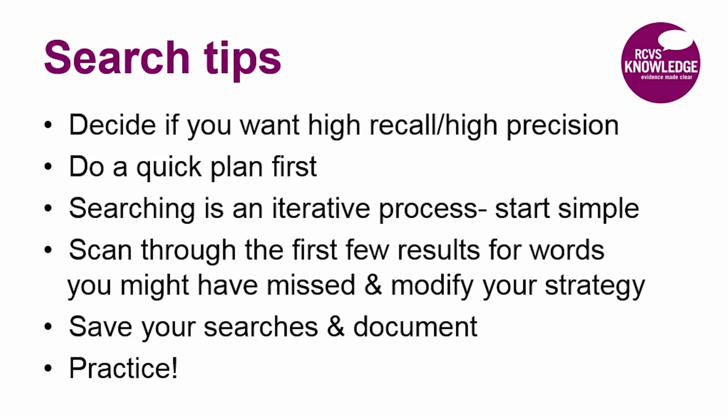Do a quick plan first. I never search without writing words down first, so you know where you're going. It's iterative, it's not a one-time thing. You do something, you have a look at the results that have come back, you see what terms you're missing, you add those in, you run it again, see what happens. Try combining the rows in different ways, etc. Save your searches, always. Save what you've done, document what you've done so that you can go back and repeat it. And most importantly of all, it's all about practicing this.